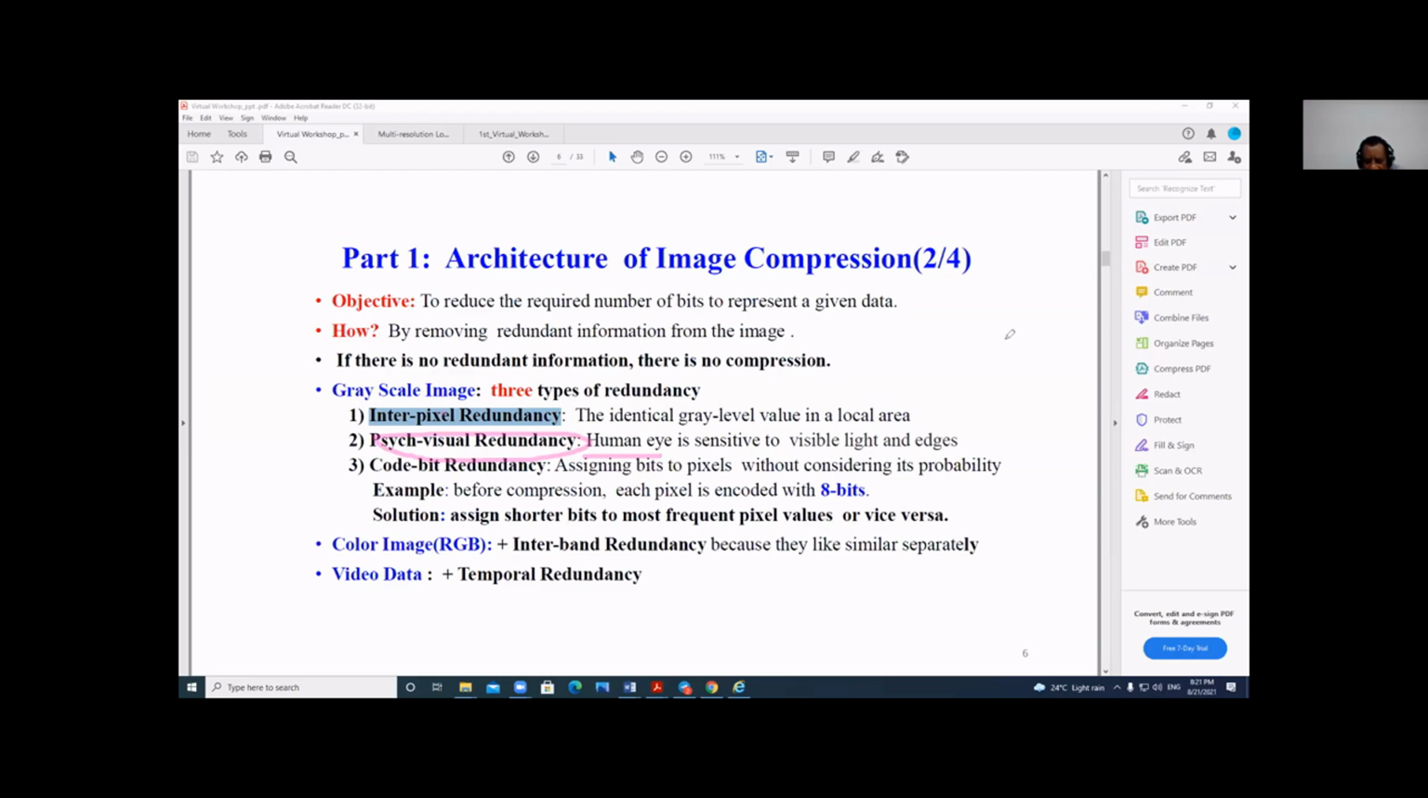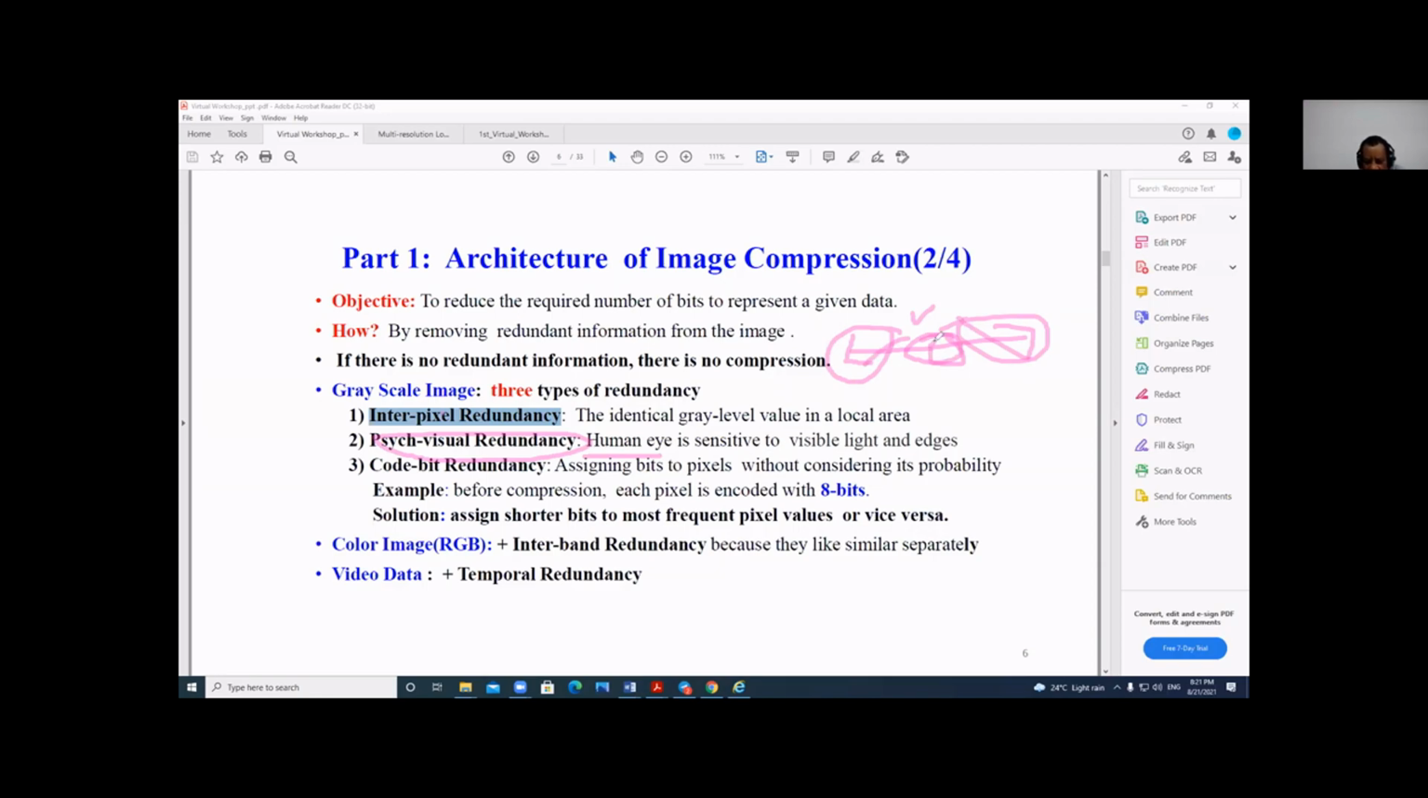Therefore, if you see the electromagnetic spectrum of the whole length, that means short wavelength and long wavelength, only some portion, that means the visible part, will be detected by the human eye. Therefore, all the information around here and here is useless. That means no value for the human being. So we have to reduce this part and we have to focus here.